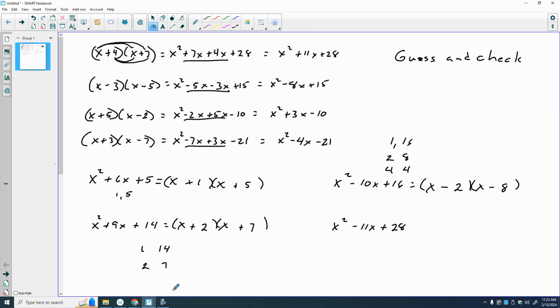Okay, last one, you try it. Okay, how'd it go? Should have got, first step, x times x gives me x squared. Factors of 28, 1 and 28, 2 and 14, and that's it. So factors of 28 that will add up to 11. Nothing. So this is not factorable.